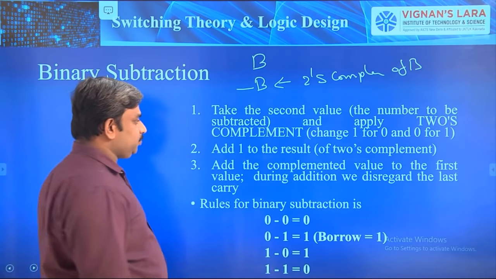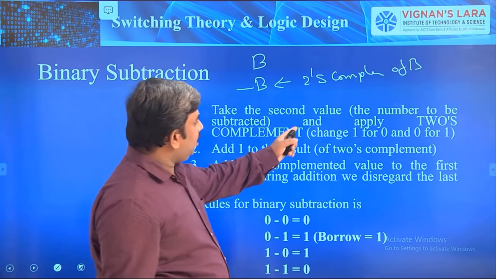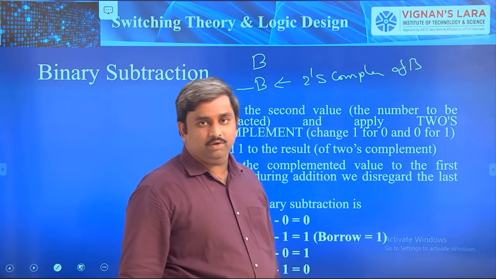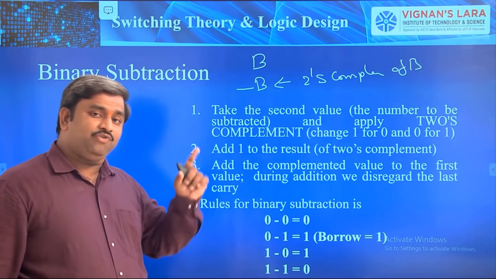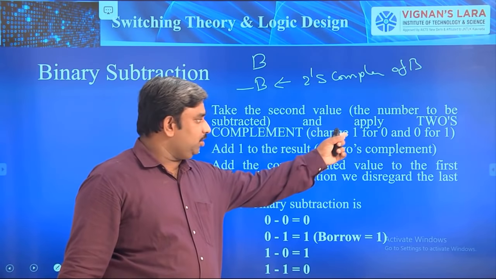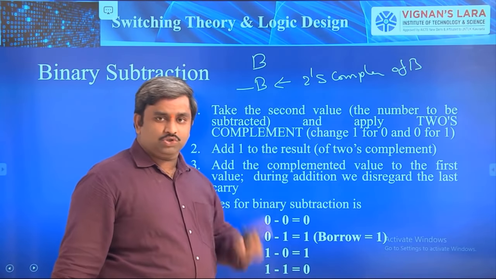Remember this point: add 1 to the result. See here, first apply the complement. Change 1 to 0 and 0 to 1. That is the 1's complement. After completion of the 1's complement, you have to add 1 to the result. After doing the 1's complement, you have to add 1. Then that is called the 2's complement method.